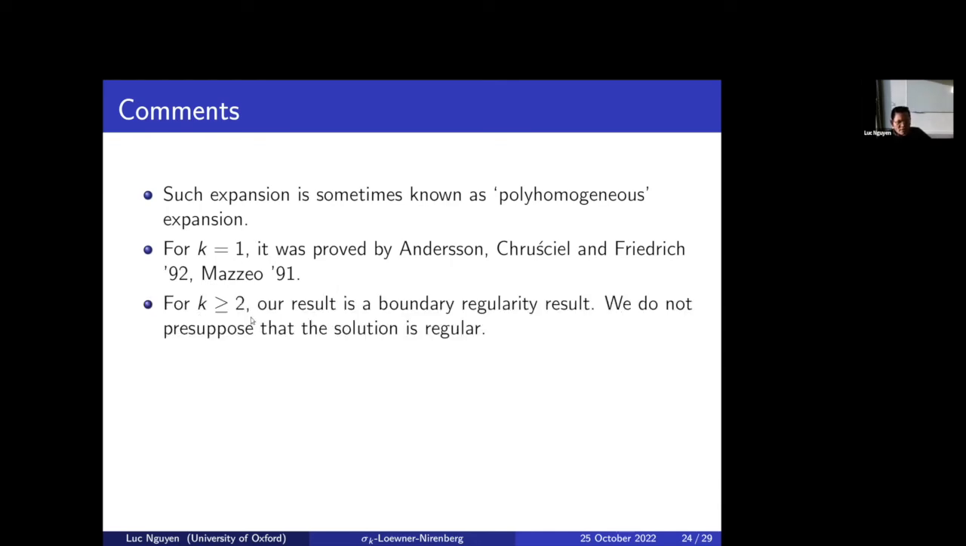For k is 2 or higher, our result is a boundary regularity result. So we do not presuppose that the solution is regular. Instead, we obtain as a consequence of our theorem that near the boundary, the solution is regular. So that means that even though globally the solution could fail to be C1, if we just restrict our attention to the boundary, it is actually smooth.